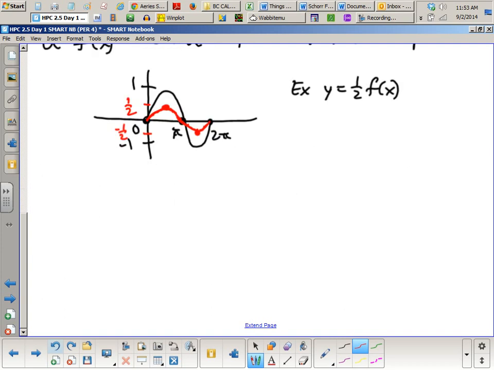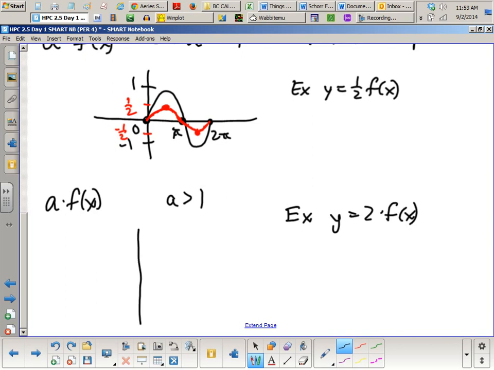Let's look at the last case, and that's a times f of x, where a is bigger than 1. For example, if you wanted to graph y equals 2 times f of x. I always draw the original so you can compare them. 0, pi, and 2 pi. Three big black dots there. This goes up to 1, down to -1.